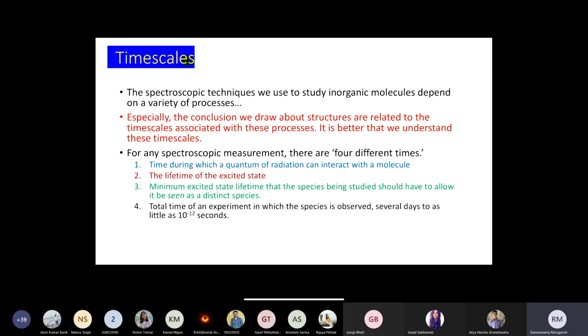Let me see what the battery status is. Battery is okay, it's doing good. Maybe another 10-15 minutes, and after that my battery would go off.